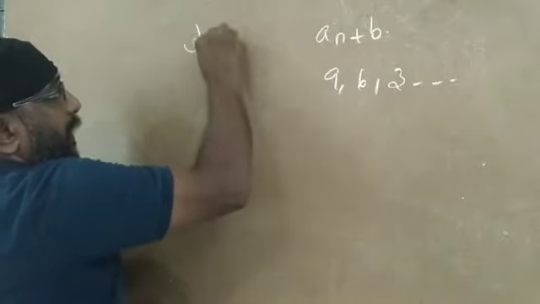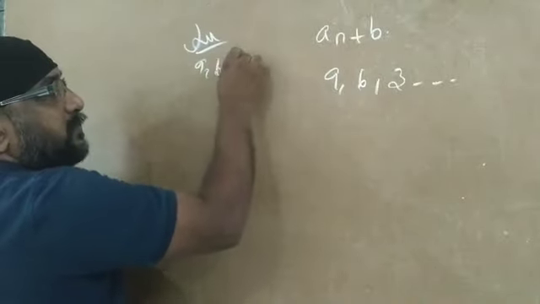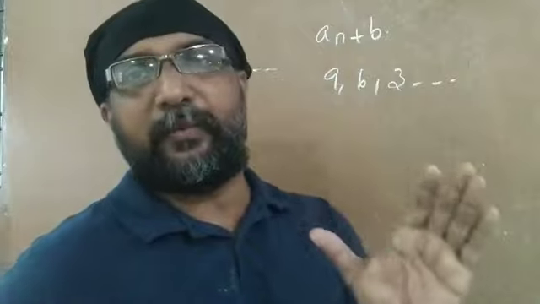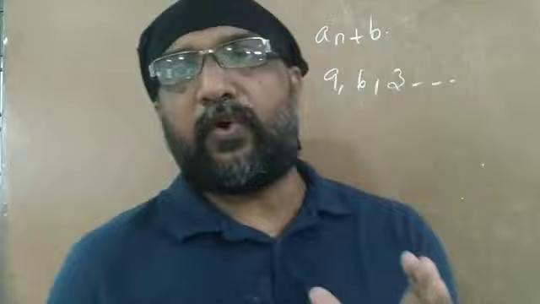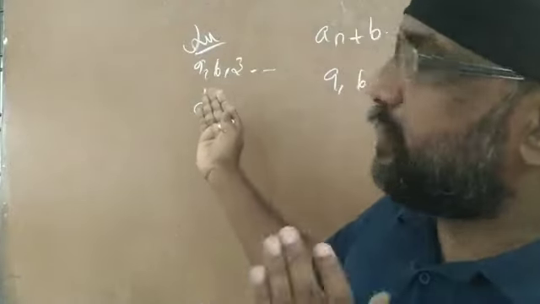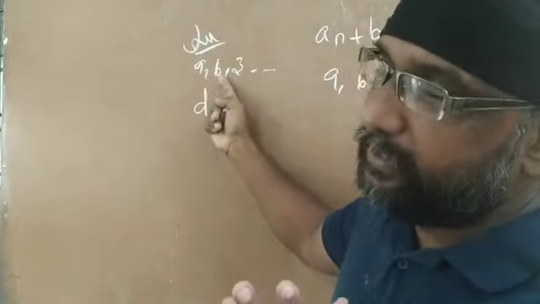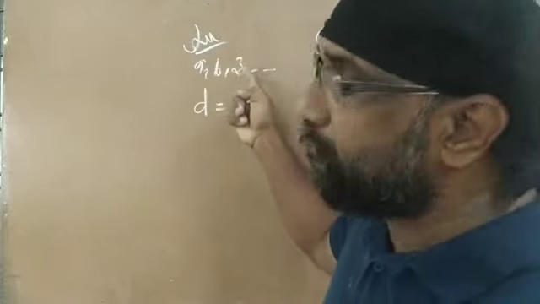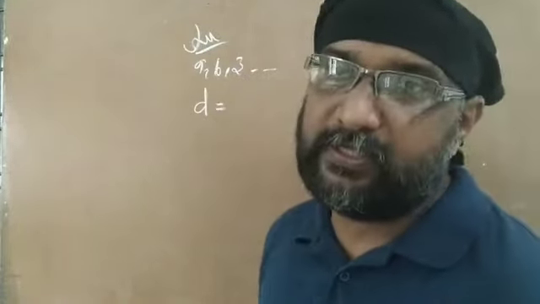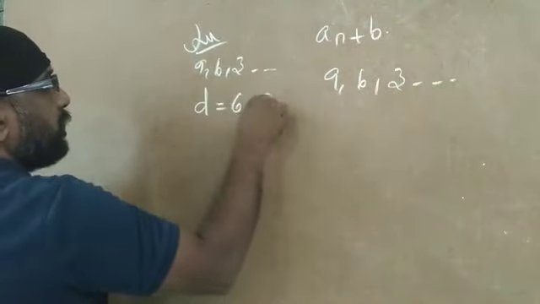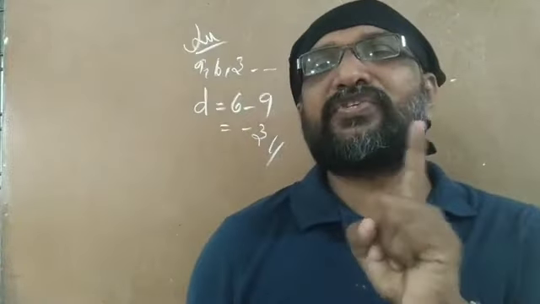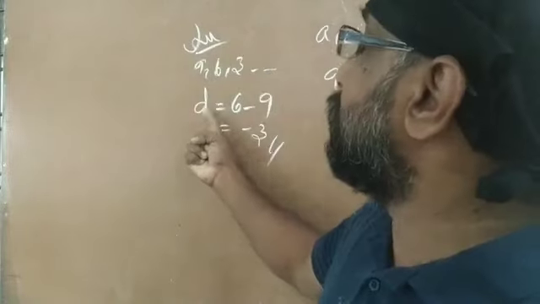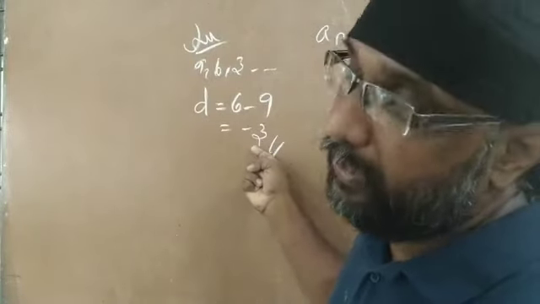You write the title answer. Given 9, 6, 3, etc., a given arithmetic sequence. Then common difference d. How will you find out its common difference? By subtracting 9 from 6, or by subtracting 6 from 3, you get the common difference. So d is equal to 6 minus 9, it is equal to negative 3. 6 minus 9 is negative 3, not positive 3. You must remember that.